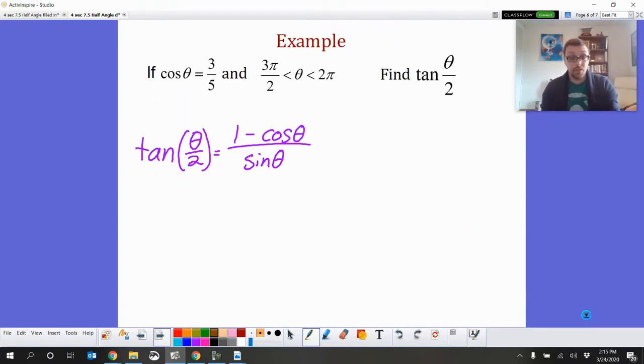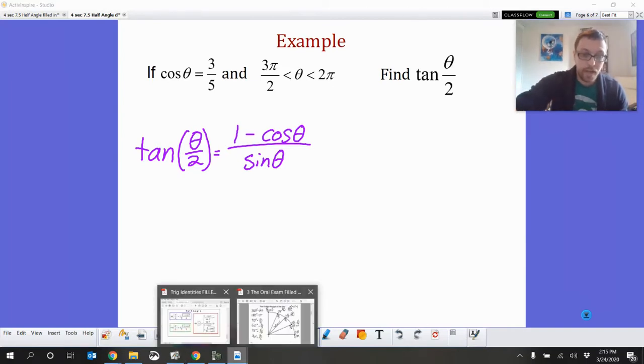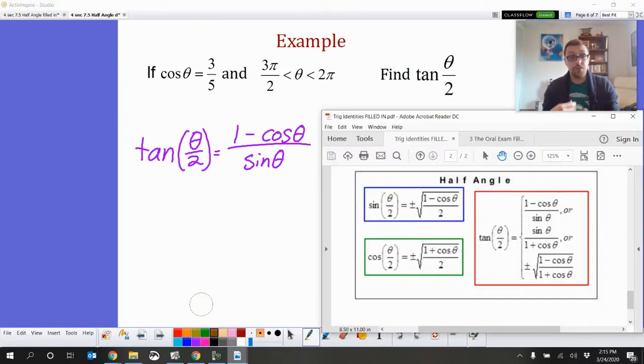We're going to do a tangent one. And quick reminder of our half angle options. For the other two, if we got sine or cosine, we don't really have a choice. With tangent, we do have a choice. So I got cosine, and I can choose any one of these. Now, you might be tempted to use this one. Don't use one of these ones. If you do this one, you're going to have a bad time.